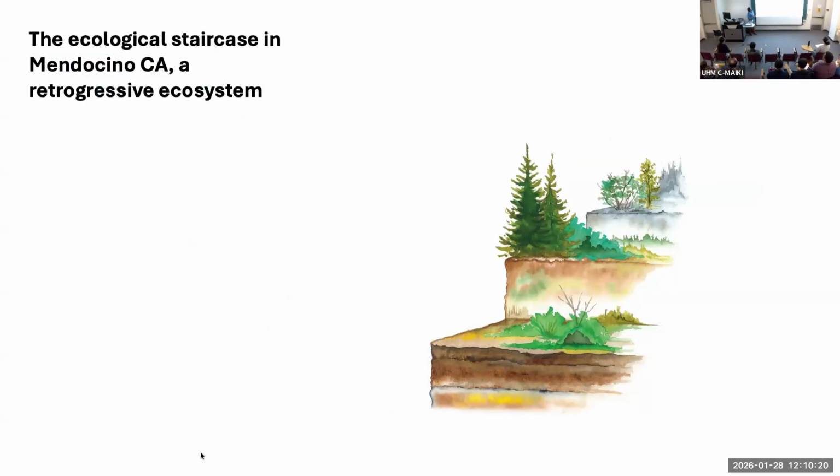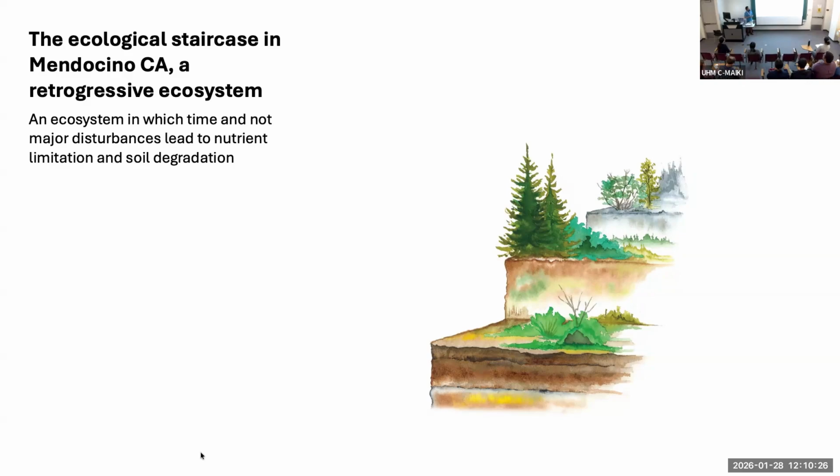This is the ecological staircase and is a retrogressive ecosystem. A retrogressive ecosystem is an ecosystem in which time, and not a major disturbance like a fire or some destruction or anthropogenic inputs creating disturbances, is the main driver of changes in the ecosystem. You will have nutrient limitation and, of course, soil degradation. So that is a retrogressive ecosystem.